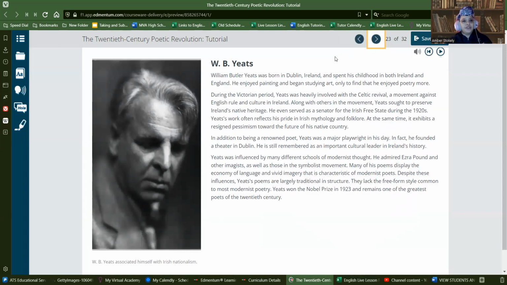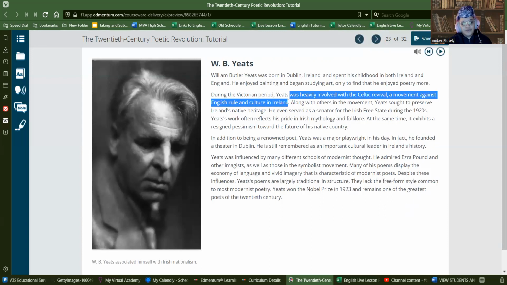All right, so the second poet here is W.B. Yeats. His full name is William Butler Yeats, and he was born in Dublin, Ireland. He spent his childhood in Ireland and England. He was involved with the Celtic Revival, which is a movement against English rule and culture in Ireland.